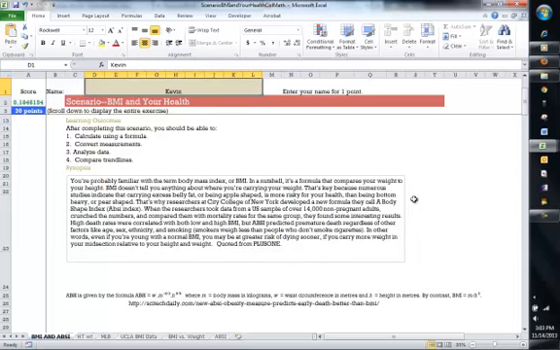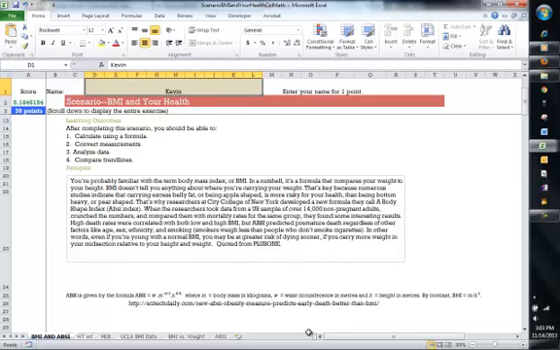You're probably familiar with the term body mass index, or BMI. In a nutshell, it's a formula that compares your weight to your height. BMI doesn't tell you anything about where you're carrying your weight, and that's key because numerous studies indicate that carrying excess belly fat or being apple-shaped is more risky to your health than being bottom-heavy or pear-shaped. That's why researchers at City College of New York developed a new formula, ABSI.